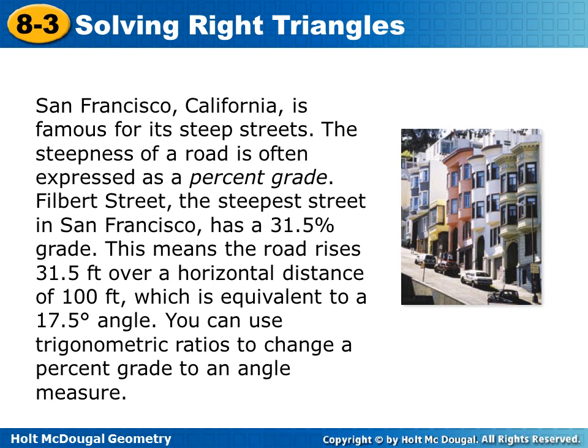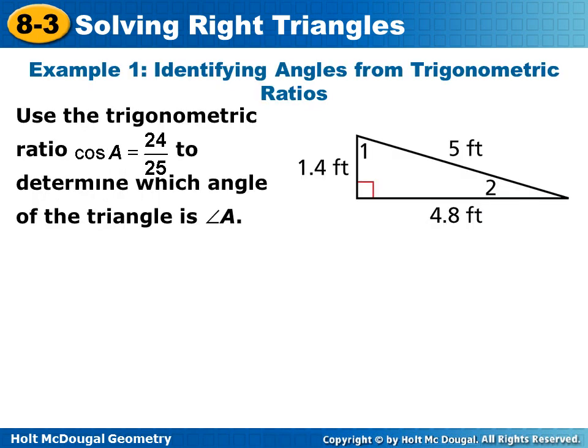This means that the road rises 31.5 feet over a horizontal distance of 100 feet, which is equivalent to a 17.5 degree angle. You can use trigonometric ratios to change a percent grade to an angle measure. Let's use a triangle and trigonometric ratios to determine which angle of the triangle is angle A.